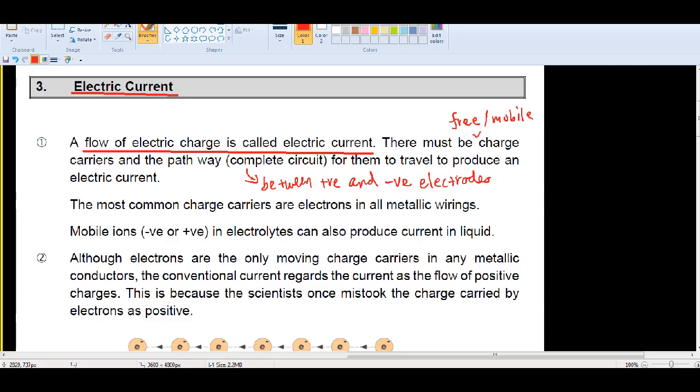Okay, so there are some very common charge carriers which can create the current. For example, the electrons in metallic wiring, or mobile ions in electrolytes. If you don't know what we mean by electrolytes, you might ask your chemistry teacher or go to the internet to see it's an aqueous solution with some ions, but I can't go into details, right?